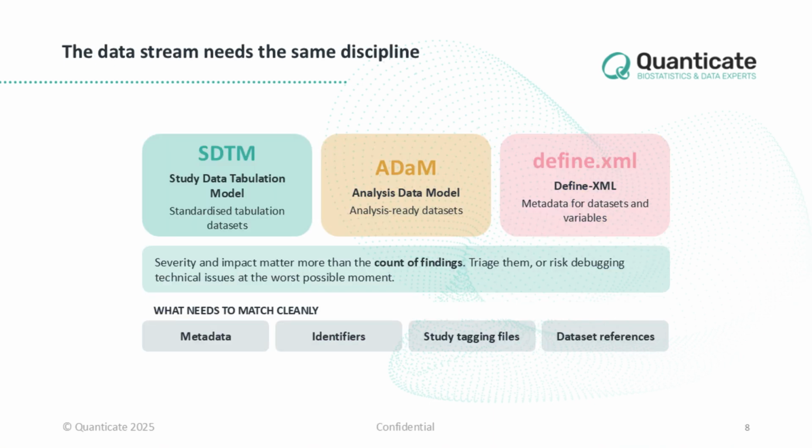The data stream needs the same discipline. Study data validation may include SDTM datasets, ADaM datasets, and the define.xml file. The number of validation findings is less useful than their severity and likely impact. Metadata, identifiers, study tagging files, and dataset references need to match cleanly. Otherwise, teams can end up debugging technical issues at the worst possible moment.